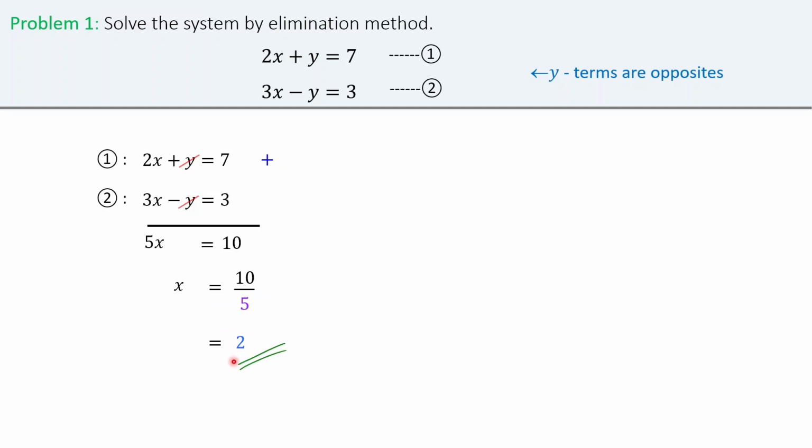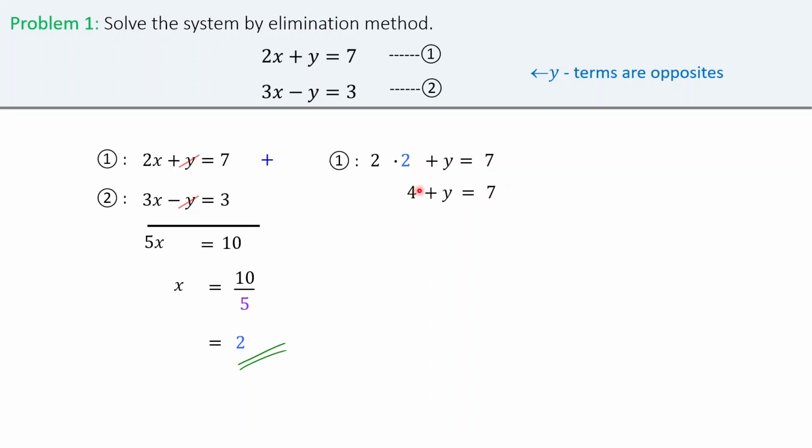Next you need to find the y value. To find the y value, you need to pick one of the equations and substitute 2 for x and solve for y. You can pick any equation. I am going to pick this equation 1. 2 times x, 2 times 2 is 4, plus y is equal to 7.